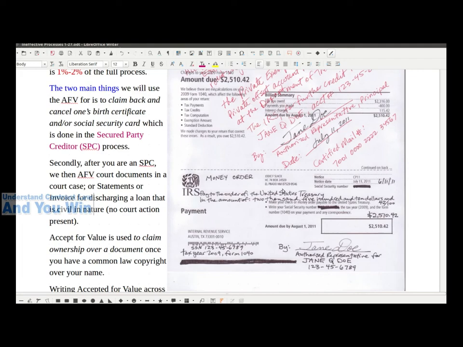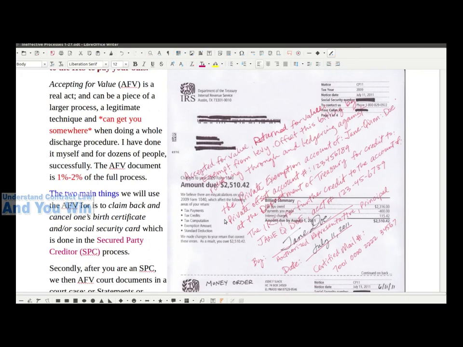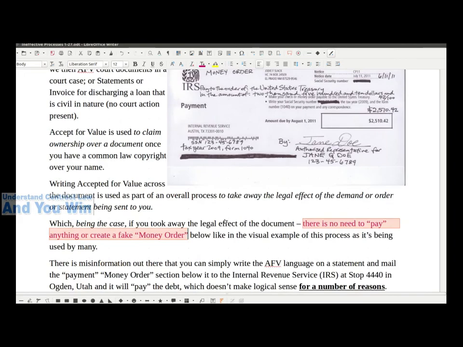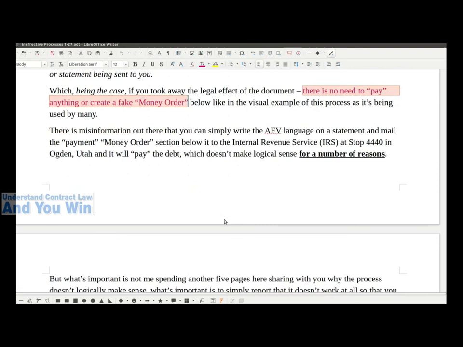And the bottom line is these processes are not working and they don't work. People have done them and nothing happens. There is some misinformation out there that you can simply write the accepted for value language on a statement, mail the payment, write money order, fill out the bottom money order section and send it to the Internal Revenue Service at Stop 4440 in Ogden, Utah, and it will pay the debt, quote unquote, which doesn't make any logical sense for a number of reasons.